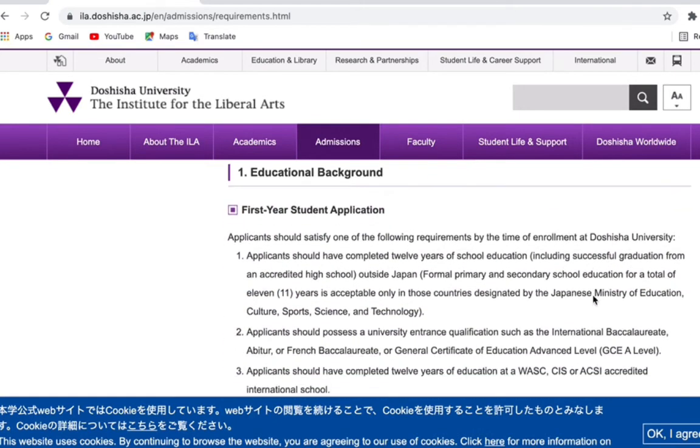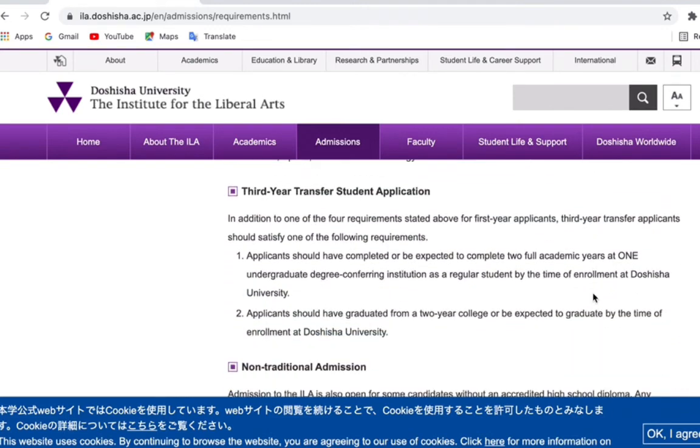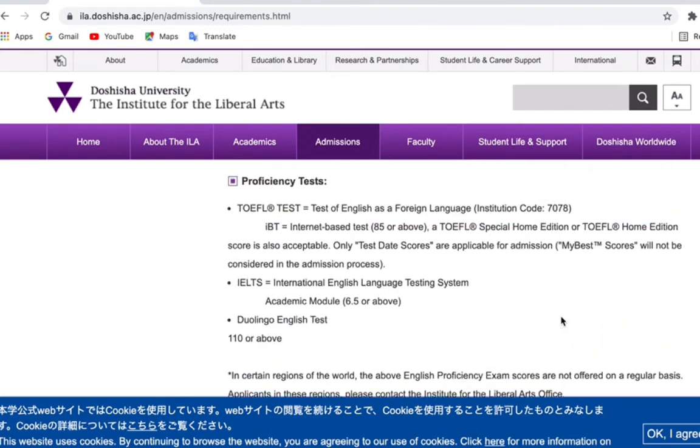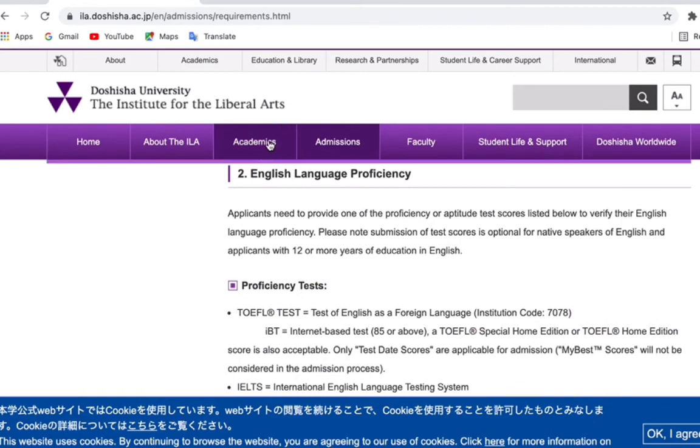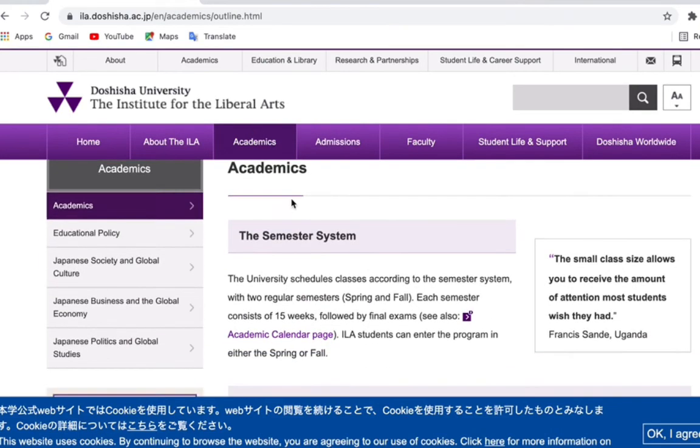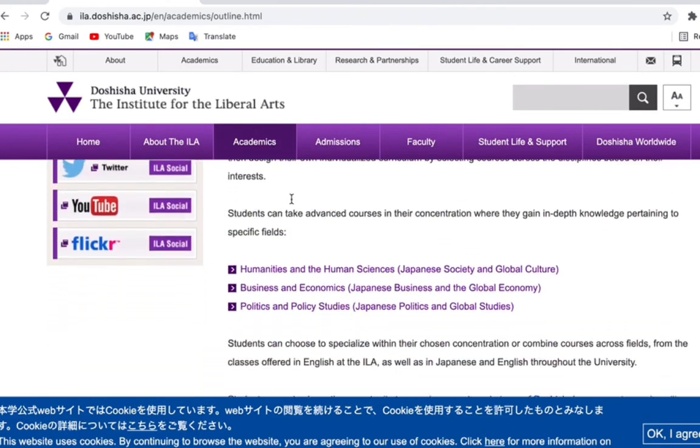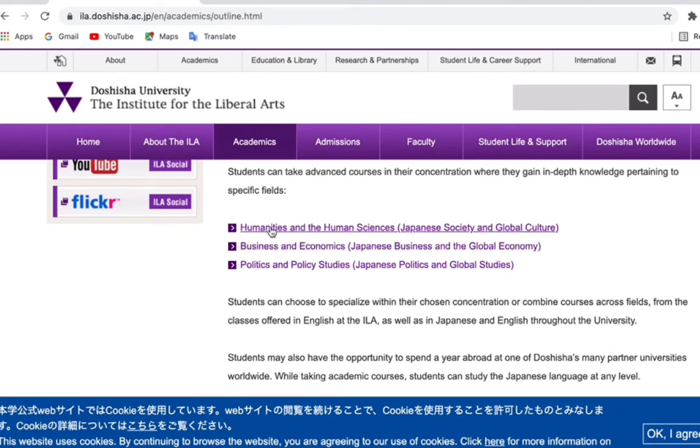So let's see. Okay, so let's look at academics, the courses or the majors offered in this university for transfer. So you have human sciences, you have business and economics, you have politics and policy studies. So again, if you're interested in this university's program, then I recommend that you go in depth about it.